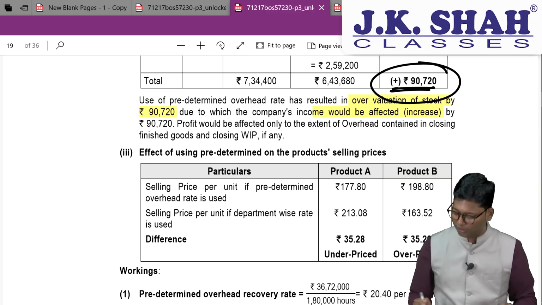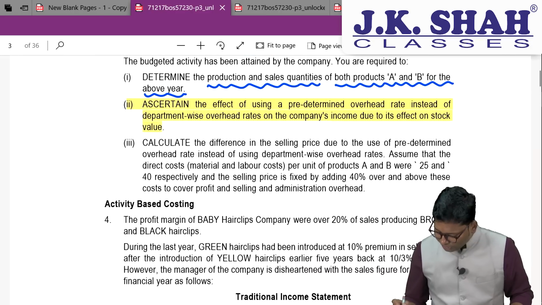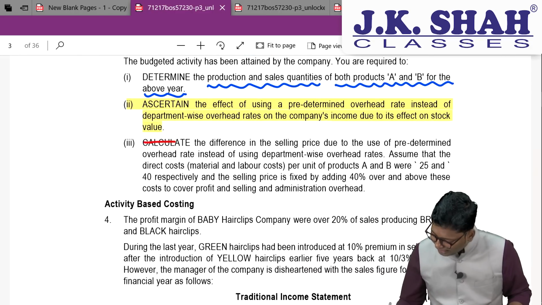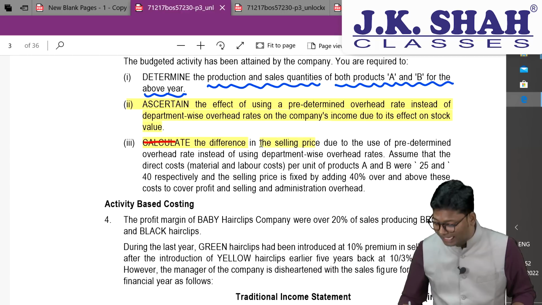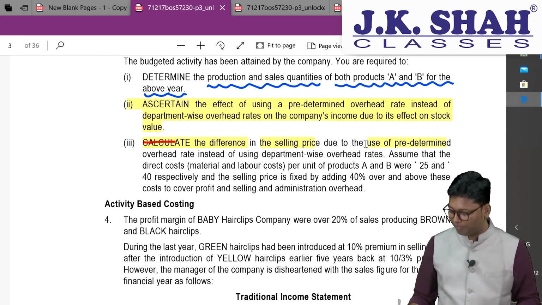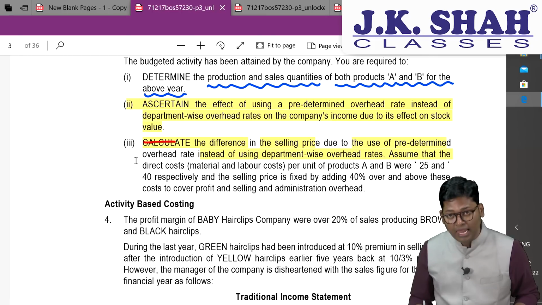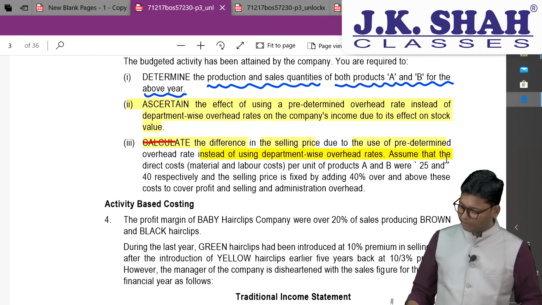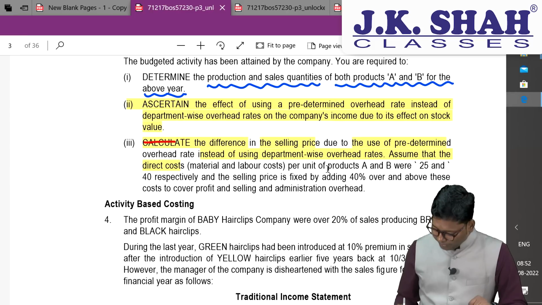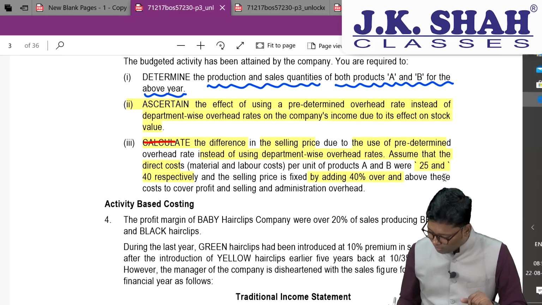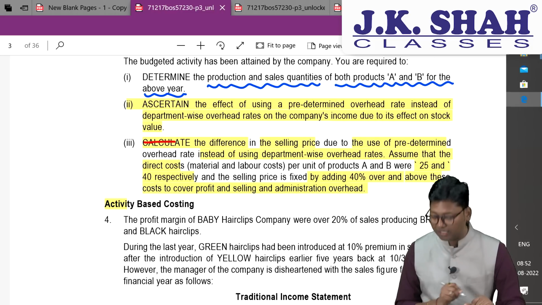Very simple calculation. Point number 3 of the question says calculate the difference. Again we need to compute the difference, but now they are asking us to compute the difference in the selling price due to the use of the predetermined overhead rate instead of department-wise overhead rate. Assume that direct cost, that is material and labor, per unit for A and B were 25 and 40 respectively, and the selling price is fixed by adding 40% over and above this cost to cover the profit.